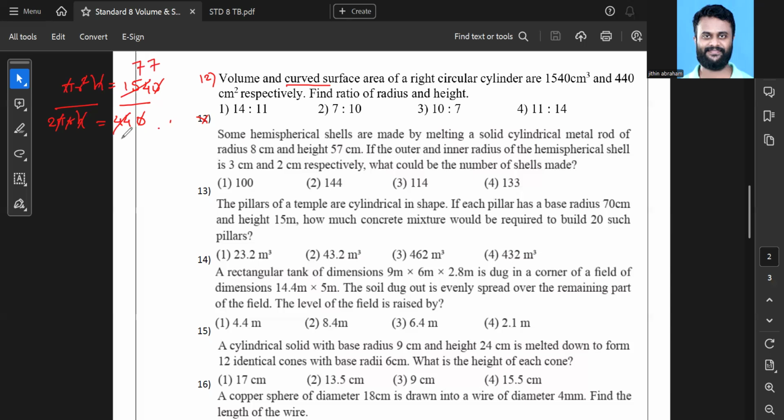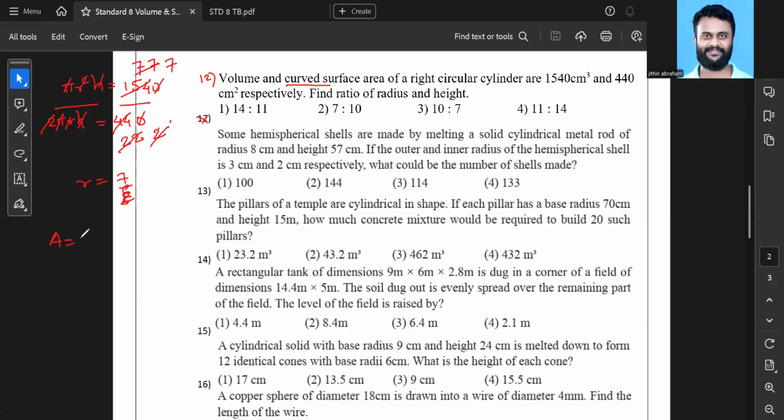77, 22. And 11 twos are 22, 11 sevens are 77. That gives me R is equal to 7 by 2. And when I substitute this in the area, R is equal to 7. Yes, there is a 2 over here. That's right. R is equal to 7.